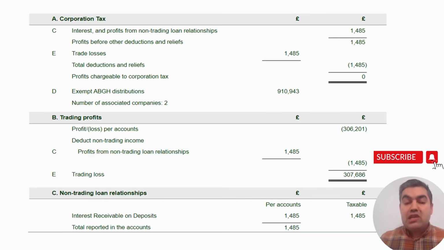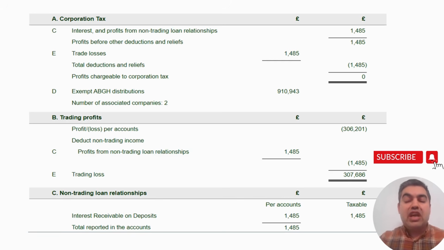So if you look at Schedule B, this company has a loss. This figure has been taken from the profit and loss statement of the company. So the company has a loss of 306,201 pounds. However, in that loss, if you have studied financial reporting or financial accounting, in the profit and loss statement we add back everything. For example, if you have rental income, we add it to the profit and loss statement. If you have interest received, we have added it to the profit and loss statement.